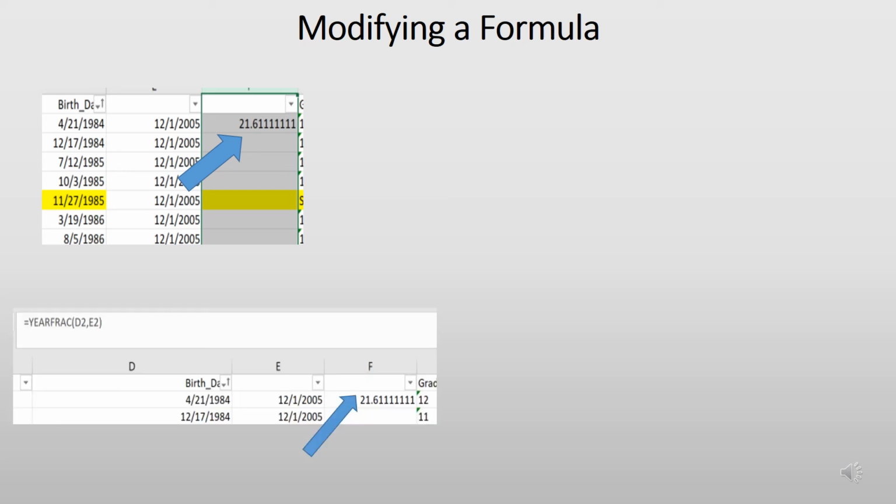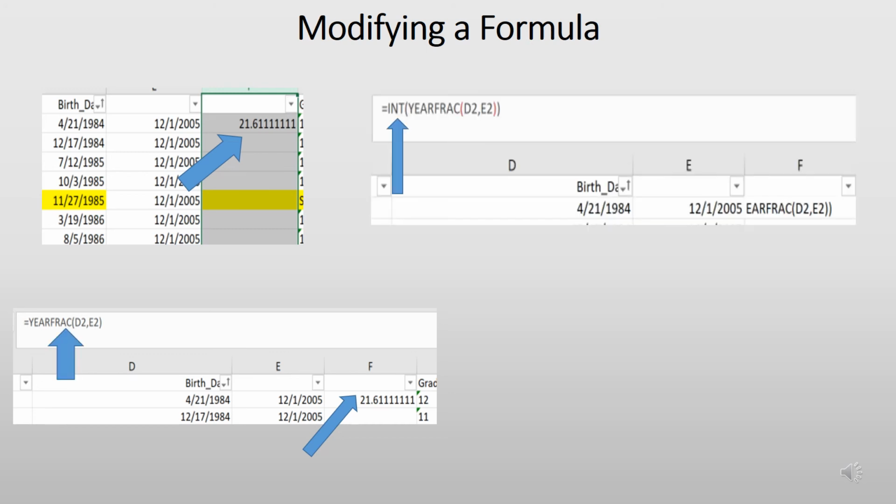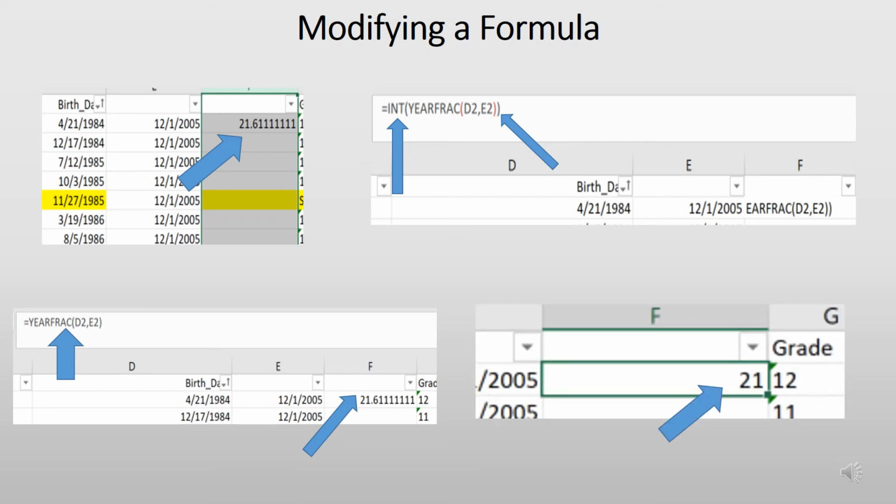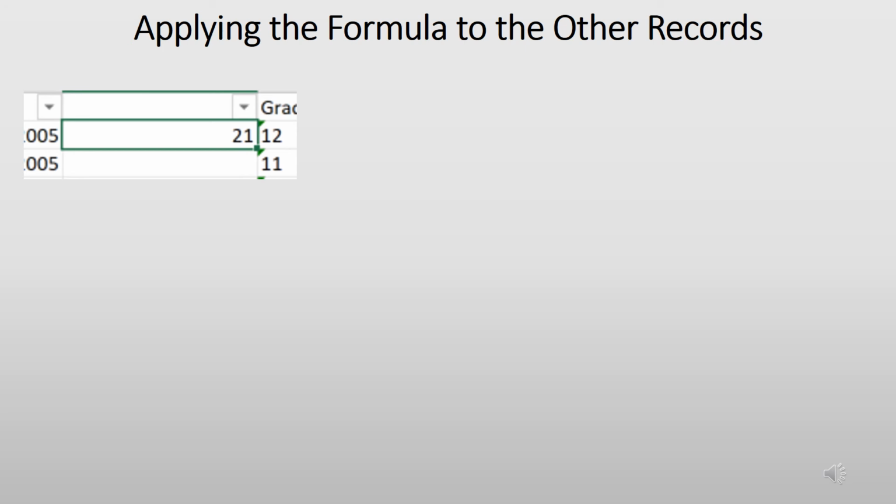Click on cell F2, and the formula is displayed in the cell and above. After the equal sign, insert INT and an opening parenthesis. Then insert a closing parenthesis at the end of the formula. Hit Enter. Now we see the age is 21 instead of 21.6. The formula is now ready to be applied to all other records.